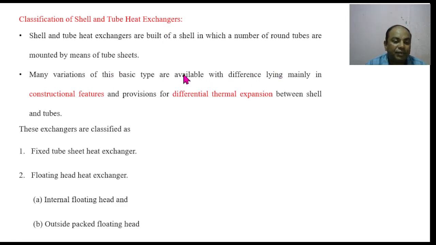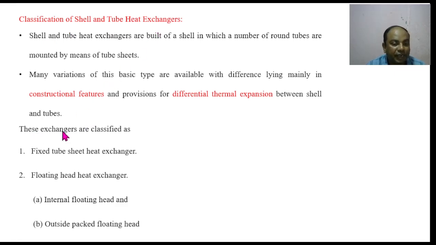What is the difference? The difference is constructional feature, as well as differential thermal expansion between shell and tubes. So, this is the basis that is taken to classify various types of shell and tube heat exchanger. Whatever shell and tube heat exchangers exist, their classification is made based on constructional features, and differential thermal expansion between shell and tube is also responsible for the classification.